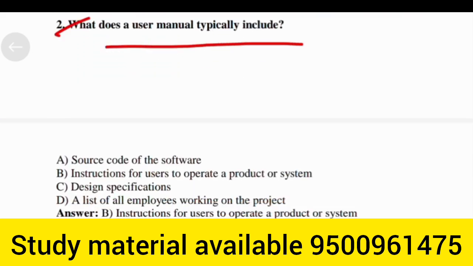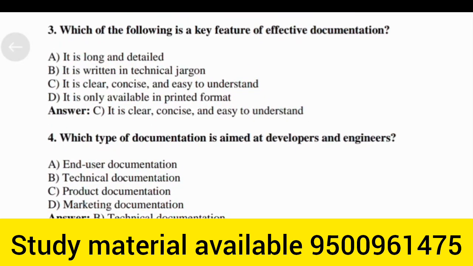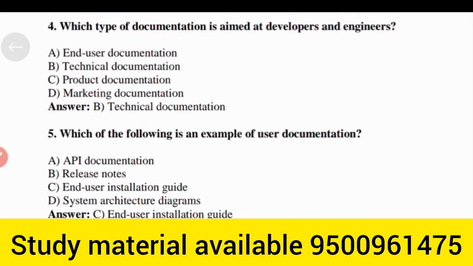What does a user manual typically include? Instructions for users to operate a product or system. Which of the following is a key feature of effective documentation? It is clear, concise, and easy to understand. What type of documentation is aimed at developers and engineers? Technical documentation.